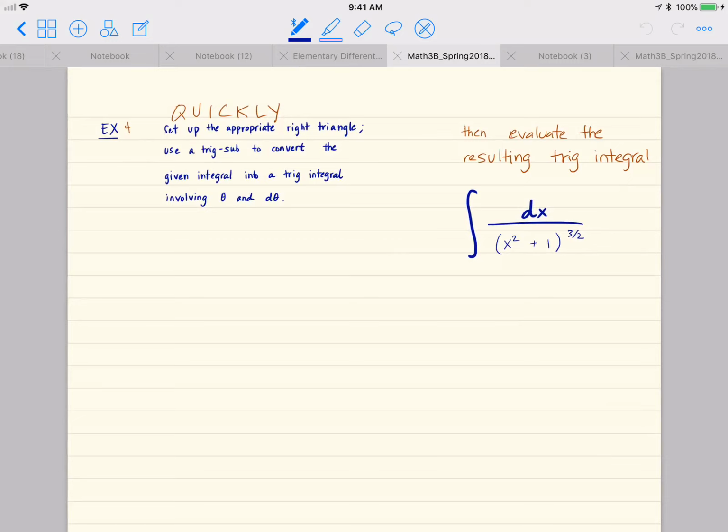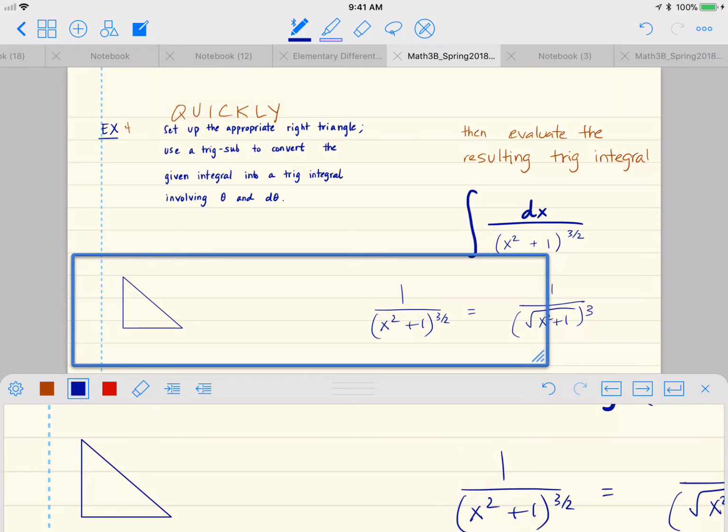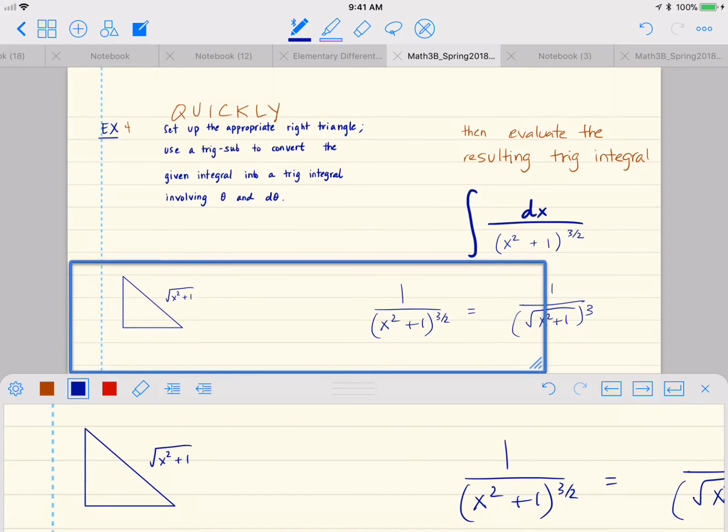Okay, so I'm just going to kind of talk out loud to myself here. So I see down here, first thing is I've got this 1 over x squared plus 1 to the 3 halves. I recognize that as the square root of x squared plus 1 over 1, and then that's cubed. So I'm going to use square root of x squared plus 1 as the hypotenuse in my triangle. So a leg must be x, and another leg must be 1. And I'll put my theta down here just to make life easier.